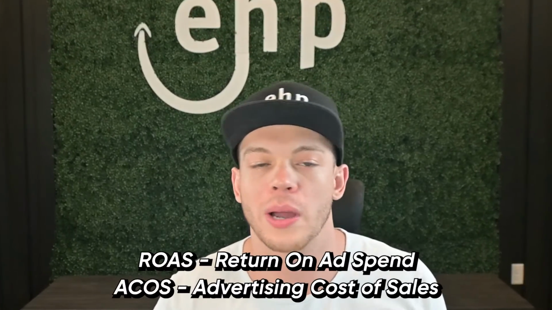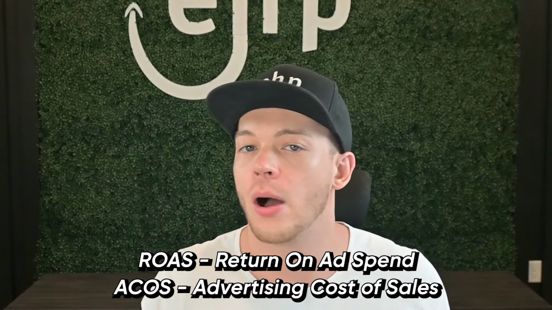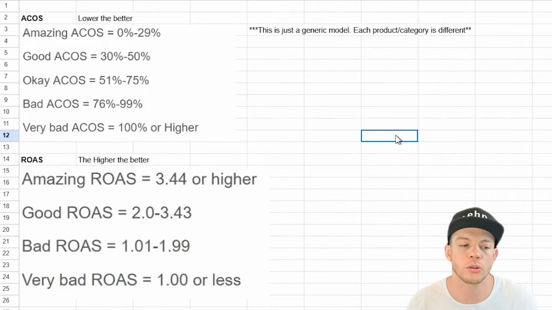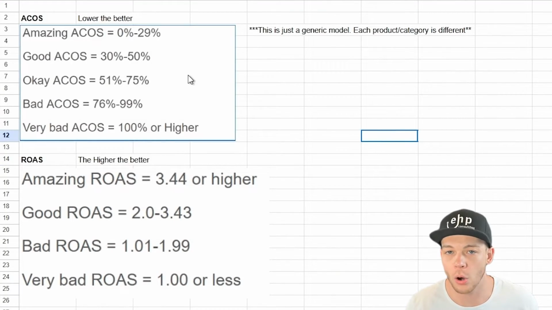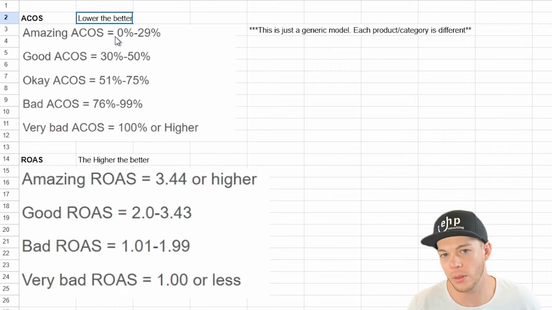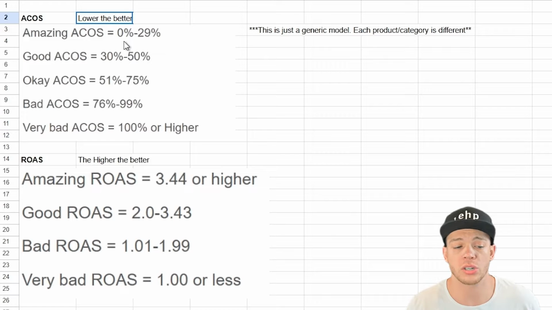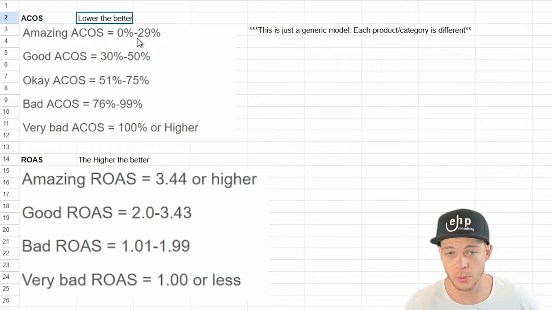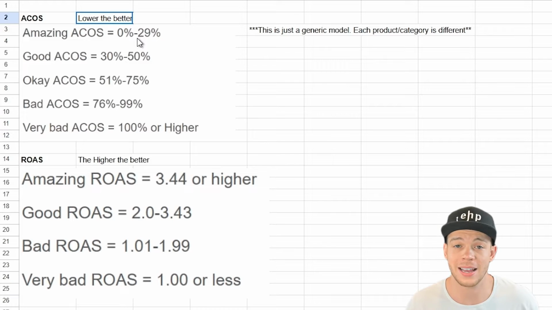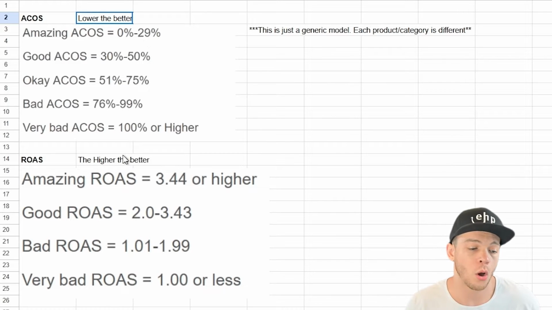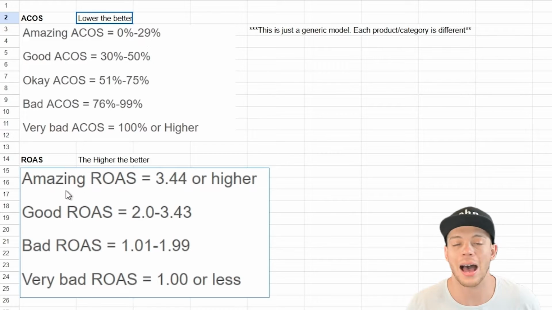Before we run ads, I just need you to understand ACoS and ROAS, right? You want to determine how well your ads are doing. In order to do that, you can determine it by ACoS. ACoS is the lower the better, and you can just use this chart. You want to get it in the amazing category, which is 0% to 29%. This is mainly if you're an expert, but if you get it in this category and you can maintain it, you're considered an expert. ROAS is the higher the better, and amazing ROAS is 3.44 or higher.